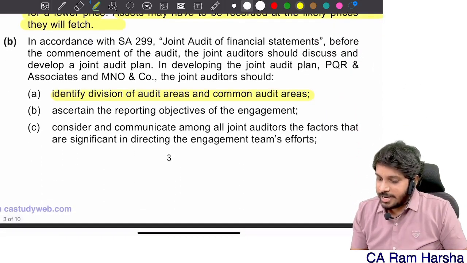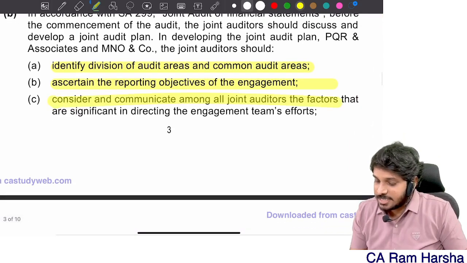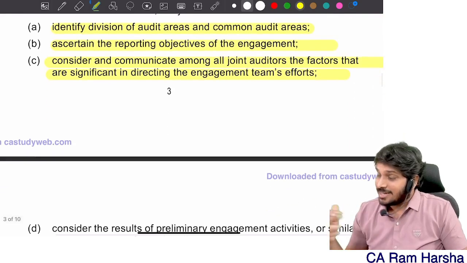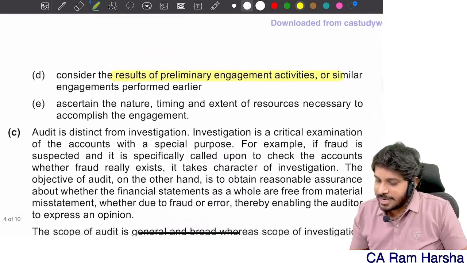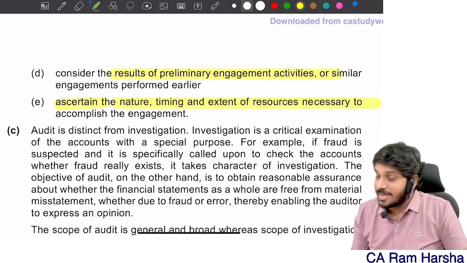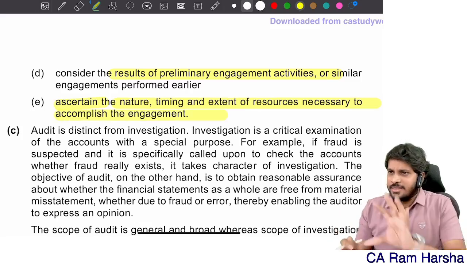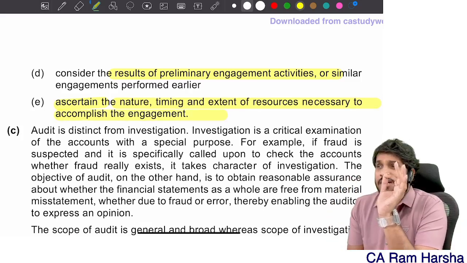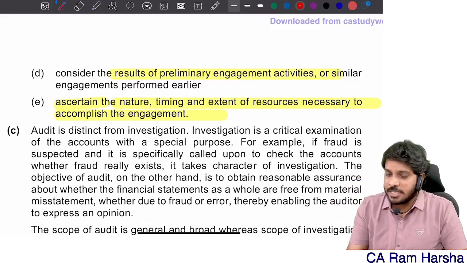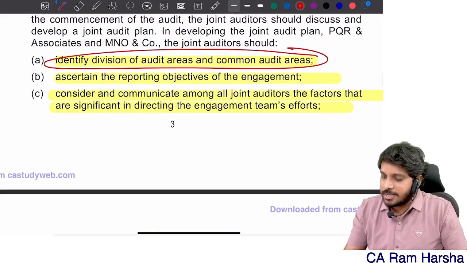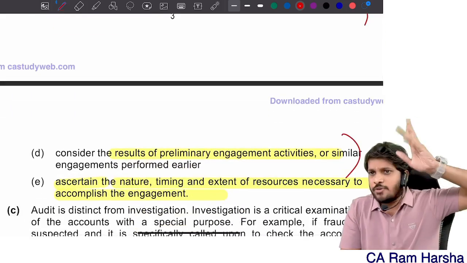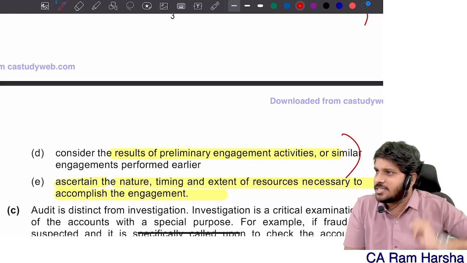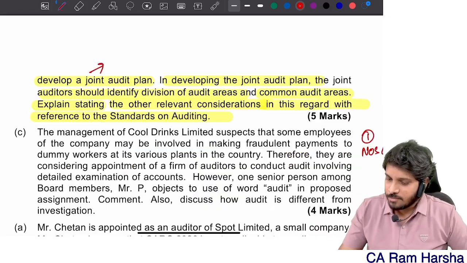Identify division of audit areas, ascertain reporting objectives, consider and communicate the factors that are significant in directing engagement team efforts, consider the result of preliminary engagement activities, ascertain nature, timing, extent of resources necessary. These are the same factors that are required for establishing overall audit strategy, except this point will come exclusively for joint audit. Remaining are the points which are there in development of overall audit strategy, factors to be considered. Clear? Next.